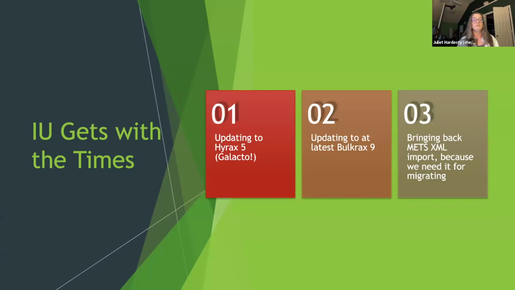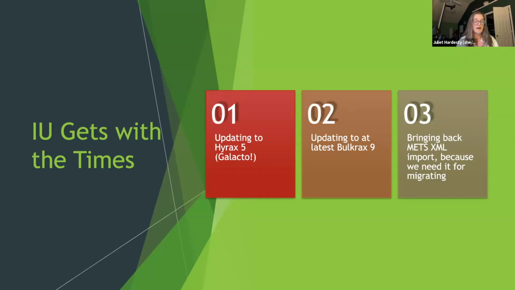But in wanting to do that, we also were encountering that we couldn't use Bulkrax versions earlier than 5 with Hyrax 5. So that was another reason that we needed to do the Bulkrax update first, get that Bulkrax version updated so that we can continue working on getting up to Hyrax 5. So now all of that put together, getting Hyrax 5 up and running with Bulkrax 5 is what we're going to be calling Galacto, and that's in the works.